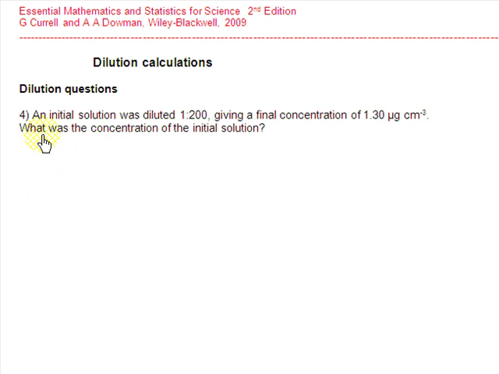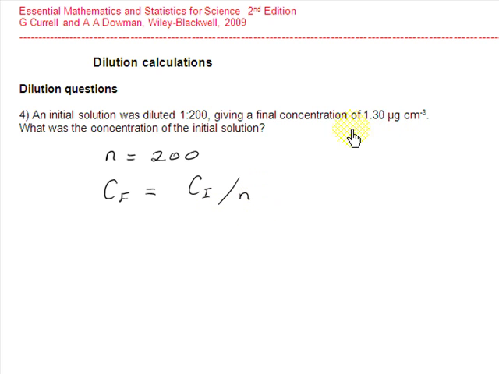In question 4, we're told that an initial solution was diluted 1 to 200, giving a final concentration of 1.3 micrograms per cubic centimeter. And we're asked to calculate what must have been the concentration of the initial solution. A dilution ratio of 1 to 200 gives us a value of the dilution ratio of 200, and we know that then the final concentration will equal the initial concentration divided by the dilution ratio N.